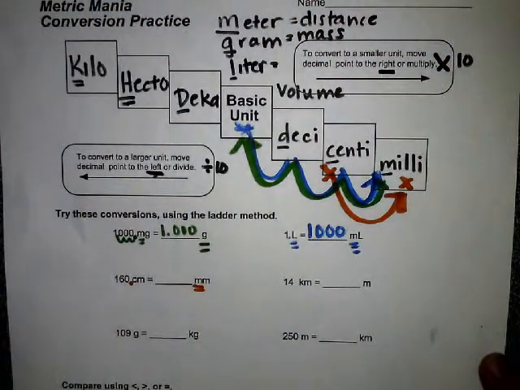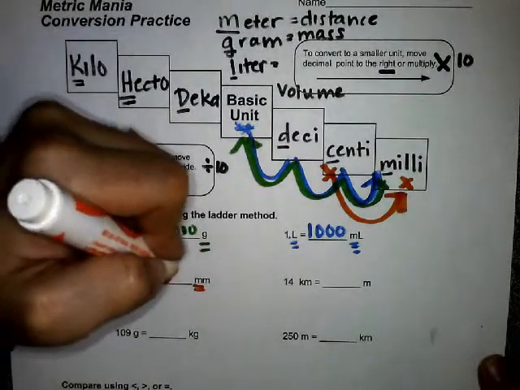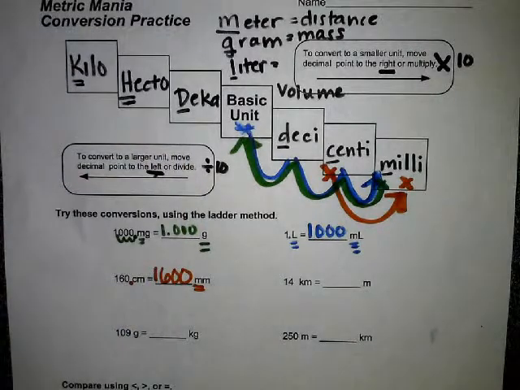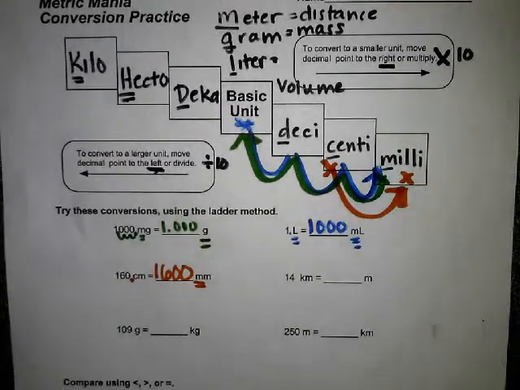Downwards, ask yourself, do you multiply or divide? And then move your decimal spot. This becomes 1600 millimeters. You move 1 spot down.